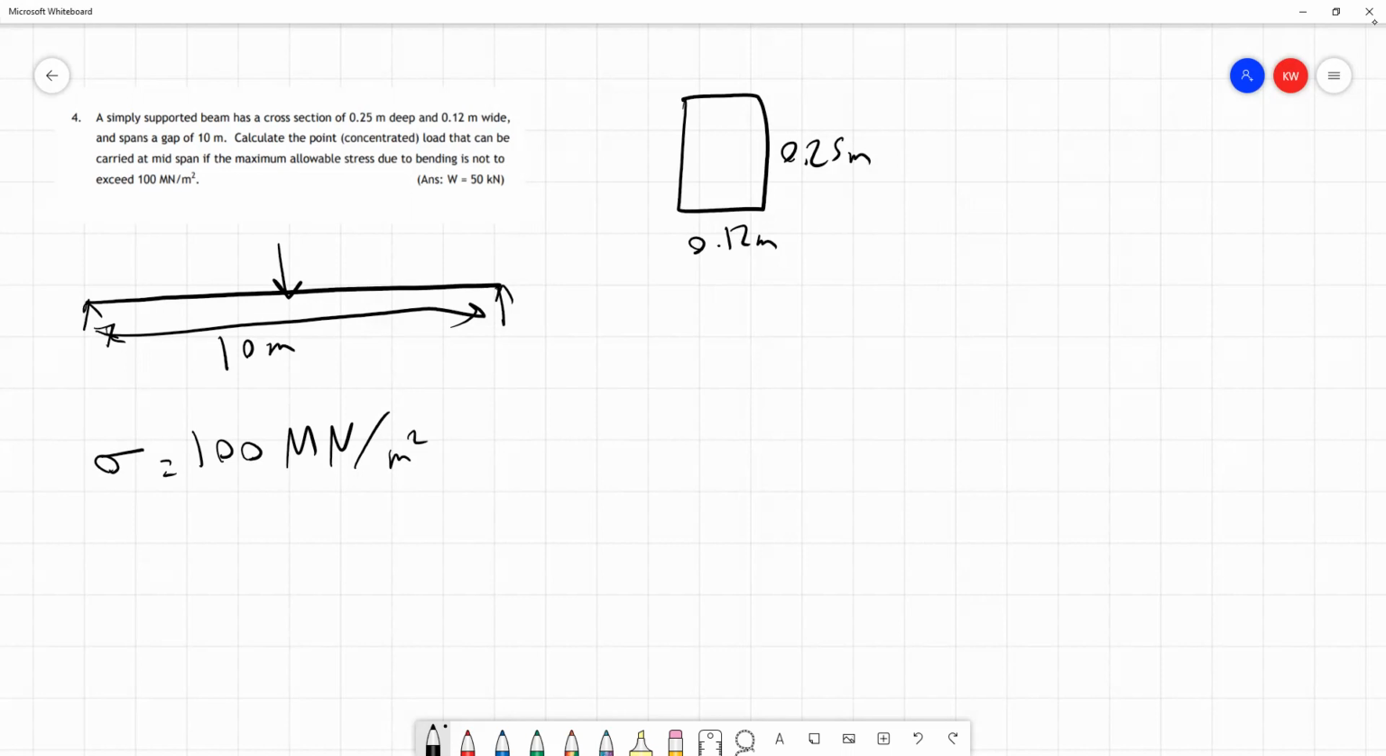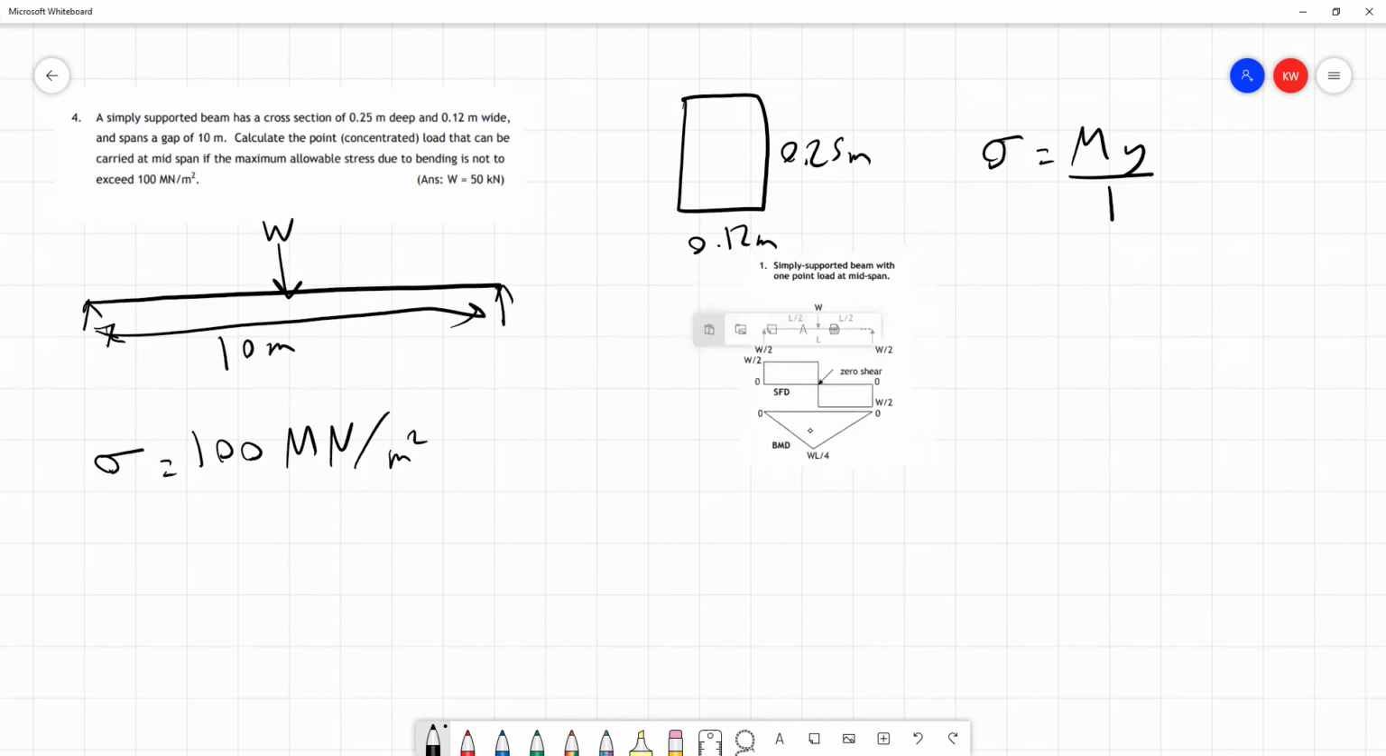We're asked to find this load here: what's the maximum load that can be carried at the midpoint if we don't want to exceed this maximum bending stress of 100 meganewtons per meter squared. So the first question we might ask is, if our formula has stress, bending moment, our y value, the distance from the neutral axis, and I, where do we get the load from? Well, where we get the load from in this question is the fact that our beam is a standard case.